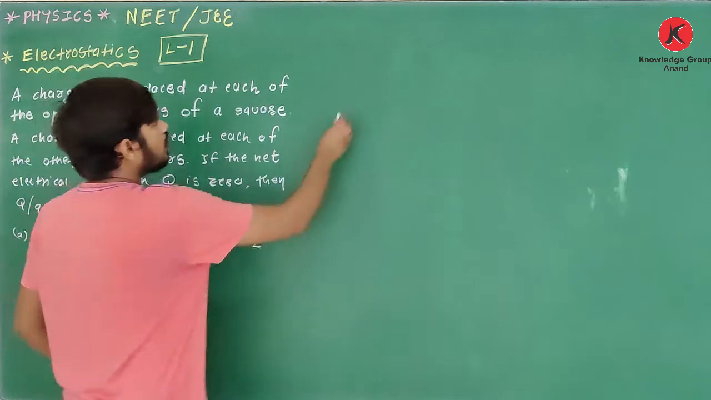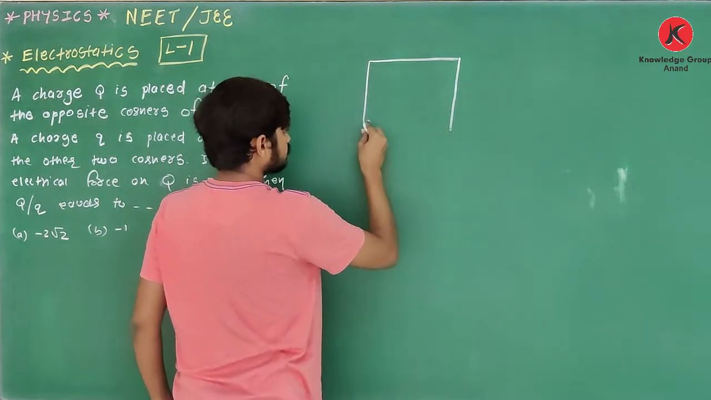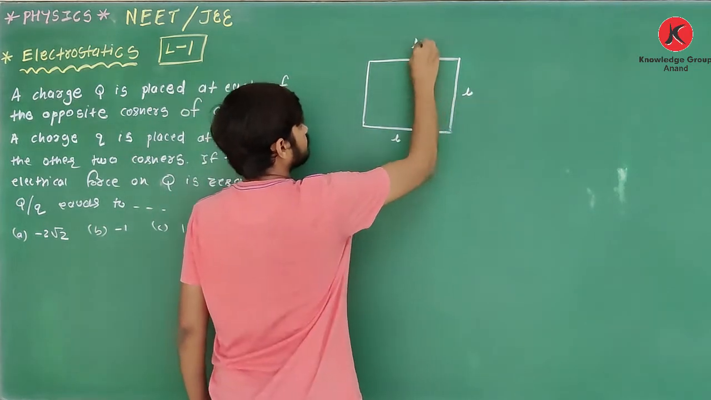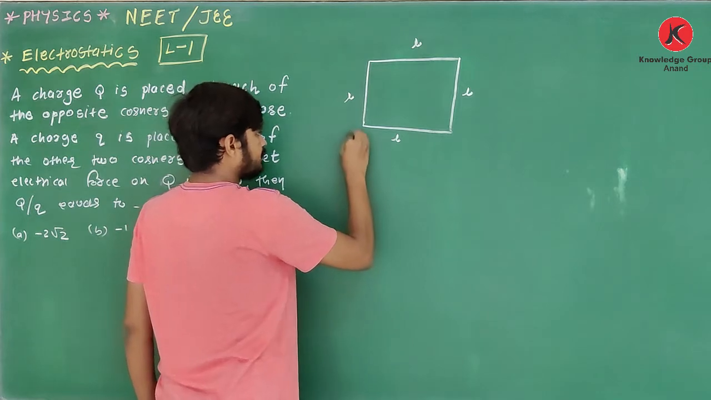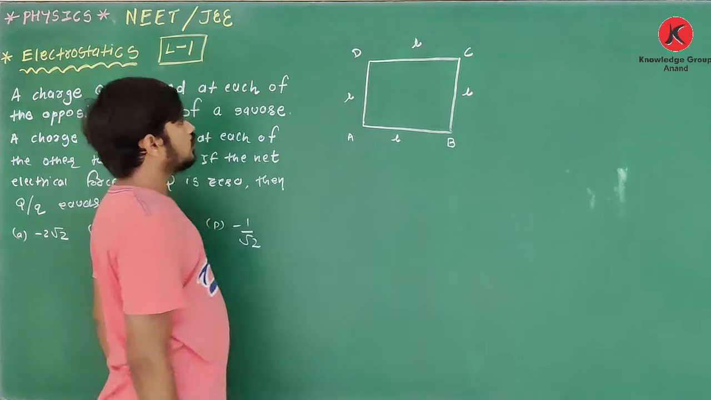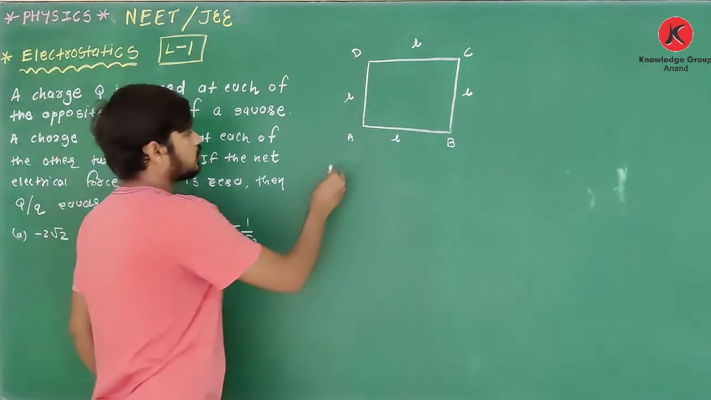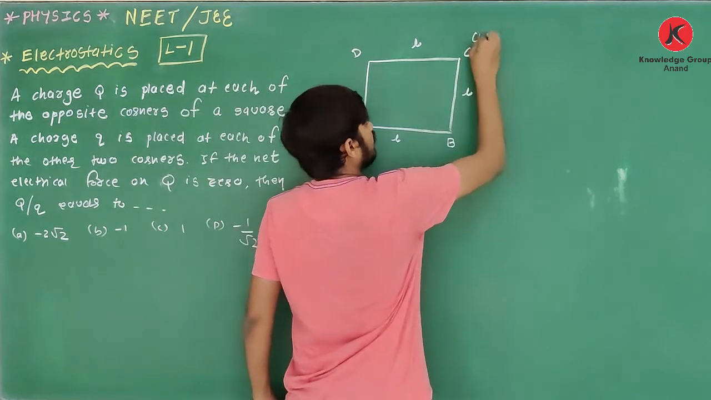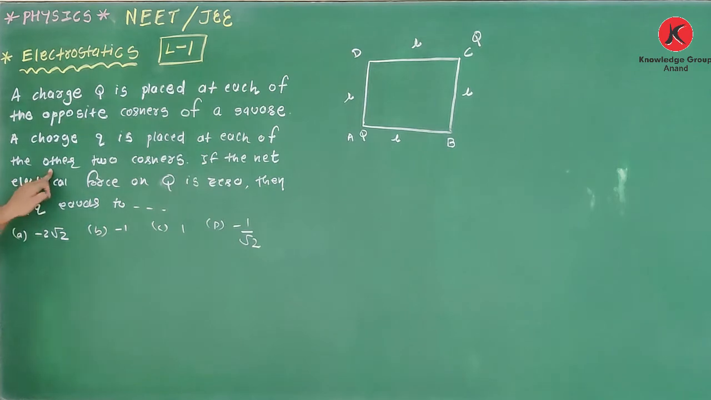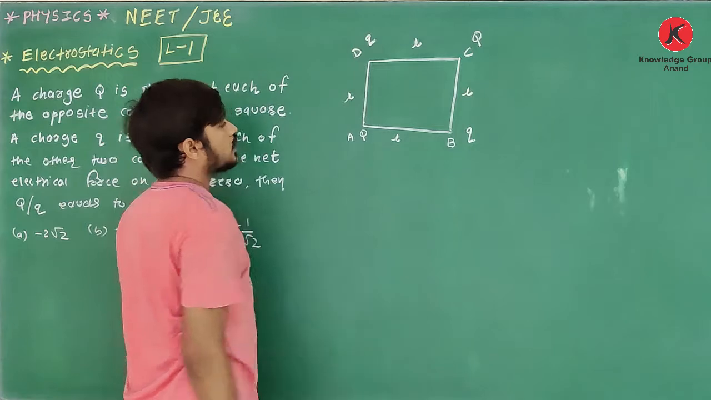See, first of all, we will draw a square. Let it be a square having side L. Okay, let it be named A, B, C and D. A charge Q is placed at each of the opposite corners. Let on this and this, it is Q, and here it is Q. Okay, and at the other two corners it is small q. So here it is small q, and here it is small q.